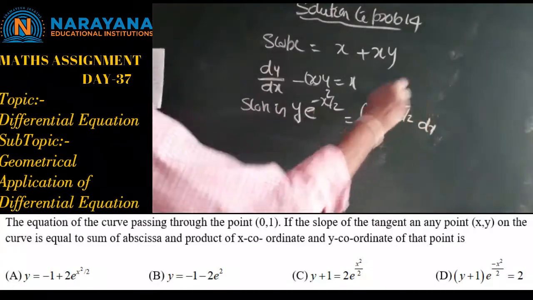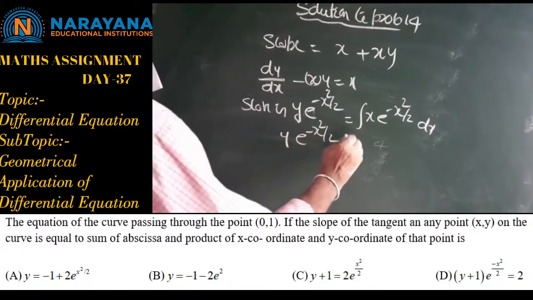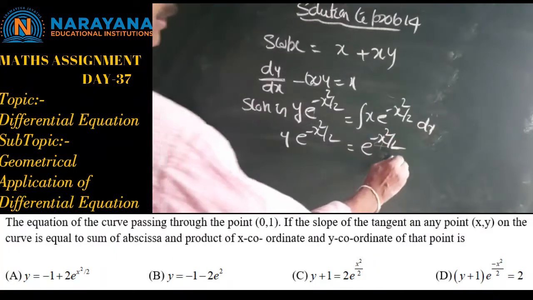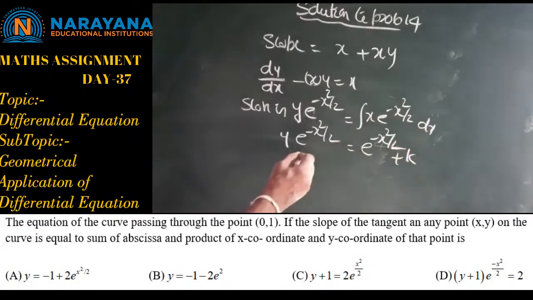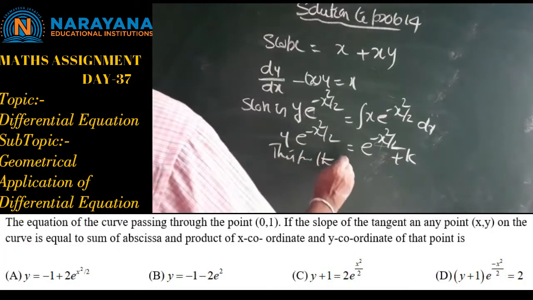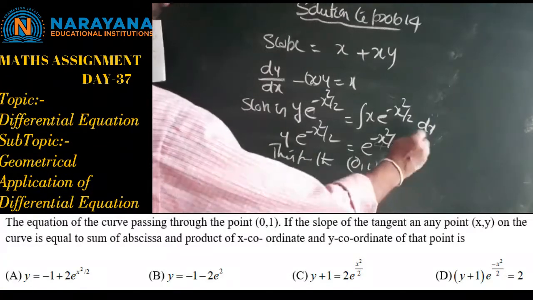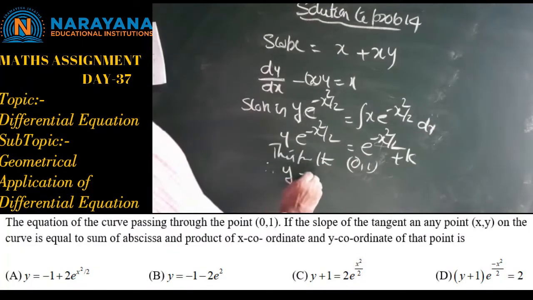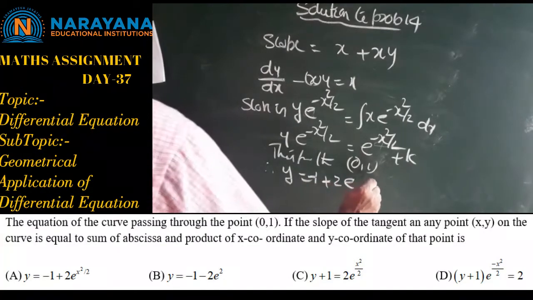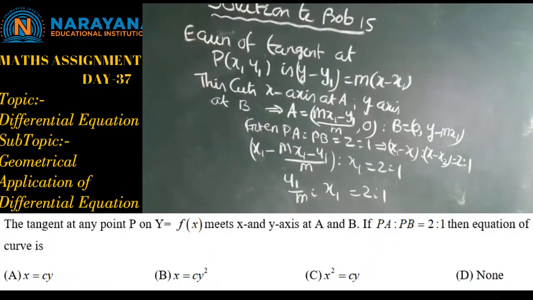By taking x square by 2 as t, we can get y into e power minus x square by 2 equal to minus e power minus x square by 2 plus k. This passes through the point 0, 1. So you can get the value, therefore y equal to minus 1 plus 2 into e power x square by 2. After simplifying you can get this.